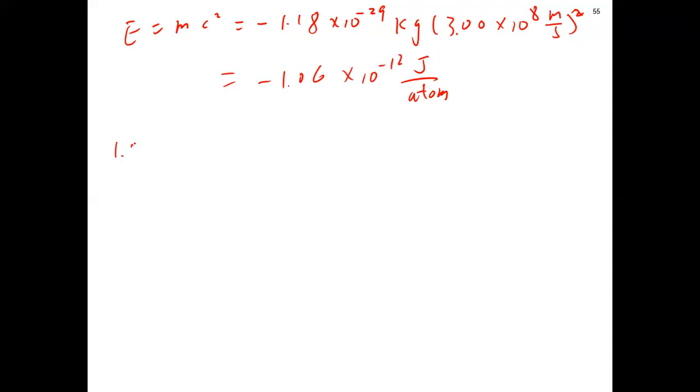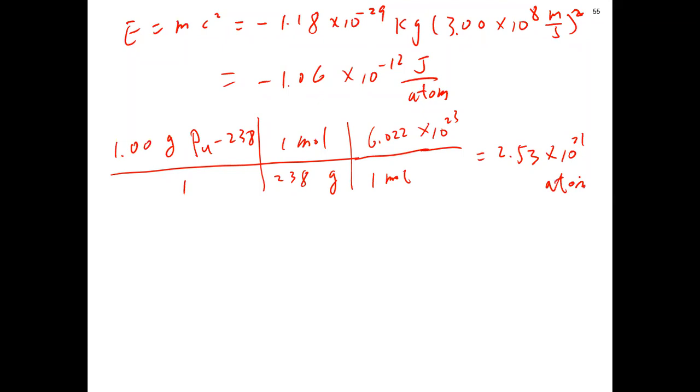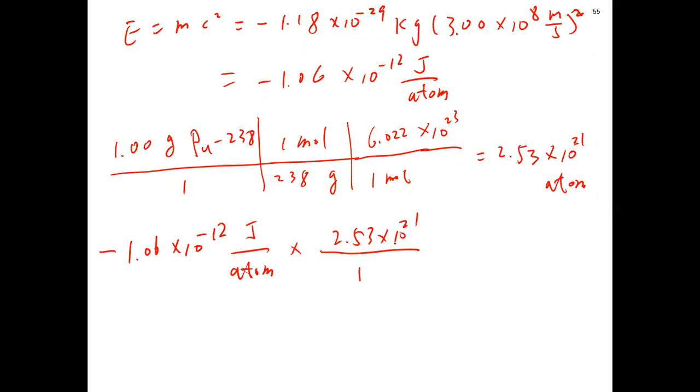Next, you just find out how many atoms of plutonium-238 there are in 1 gram. As we did before, we can use 238 as a very good approximation of the molar mass of plutonium-238. Then one mole is 6.02 times 10 to the positive 23 atoms. So for 1 gram of plutonium-238, we have this many atoms in it. Now, if one atom can release this many joules, you multiply by the total number of atoms. So atoms cancel out.